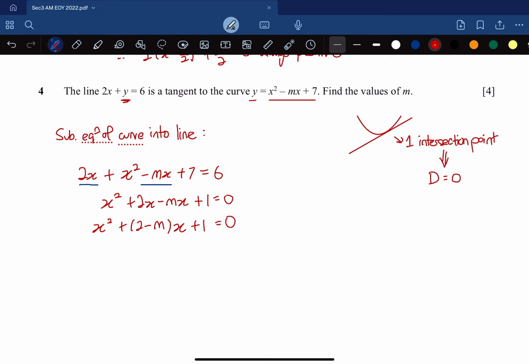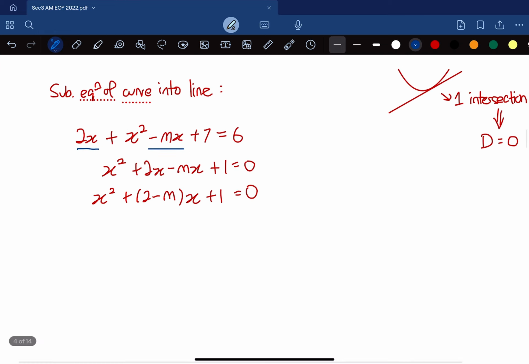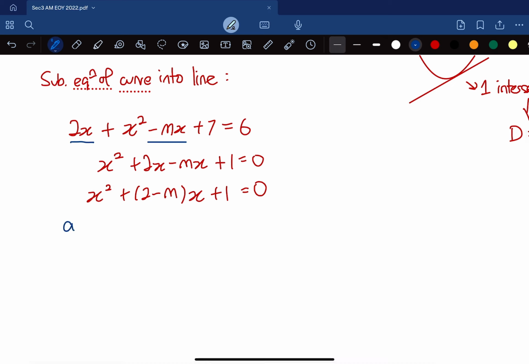Now the condition for the question is that this line is a tangent to the curve, which means that for the resulting quadratic equation over here, the discriminant must be equal to 0 in order for there to be one intersection point. So very simply, in order to not make any careless mistakes, I always like to identify my A, B, C first. In this case, A is the coefficient of your x squared, which is 1. B is the coefficient of your x, which is 2 minus m. C is your 1 in this case.